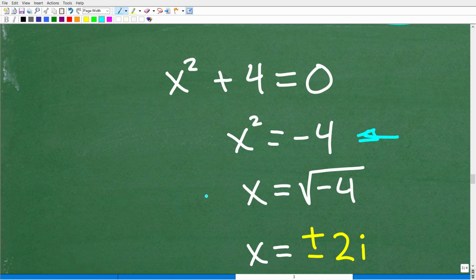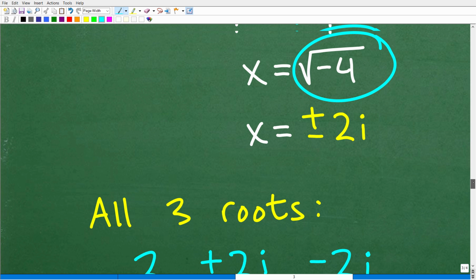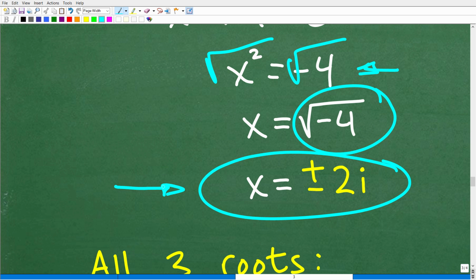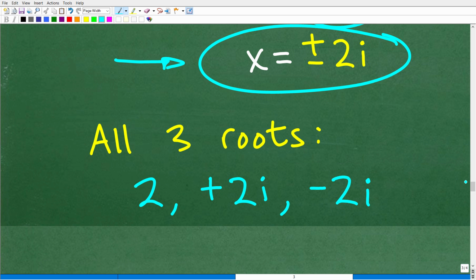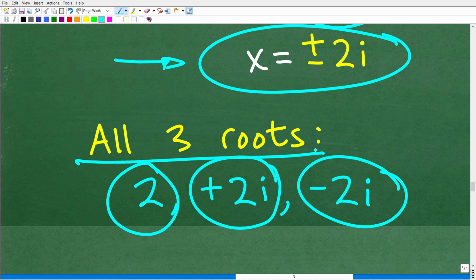So we're going to solve this lovely quadratic equation by taking the square root of both sides. And when we do that, we're going to take the square root of negative 4, which, of course, is an imaginary number. That's going to be equal to positive negative 2i. Hopefully, you understand what's going on here. And again, these are two unique solutions. Okay, so our three specific solutions is 2, which is a real number, rational root, and then we have positive 2i and negative 2i. Here's our three solutions per the fundamental theorem of algebra.